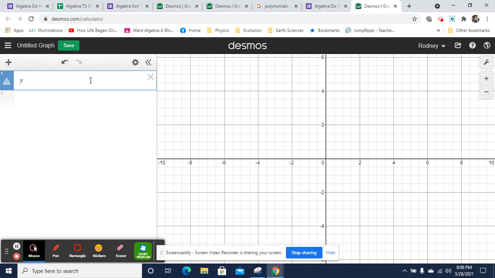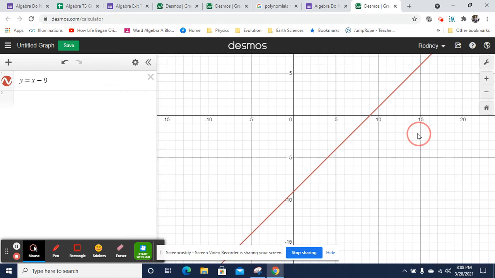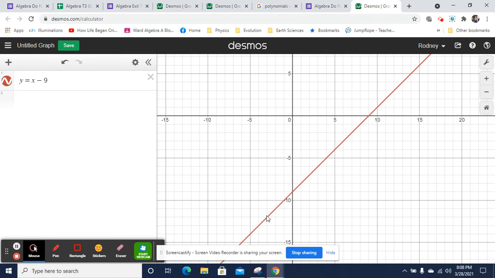So we got y equals x minus 9. And that makes a nice little linear equation. There we go, y equals x minus 9. And it has a y-intercept at -9.